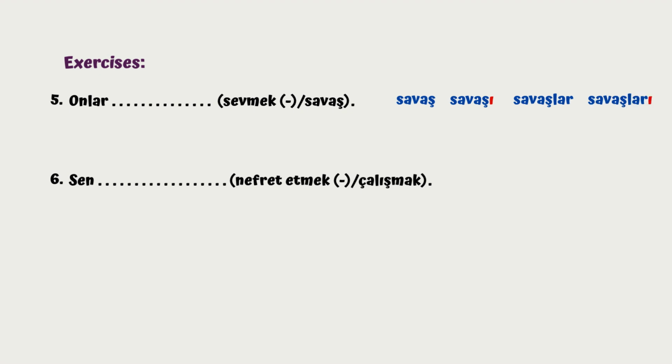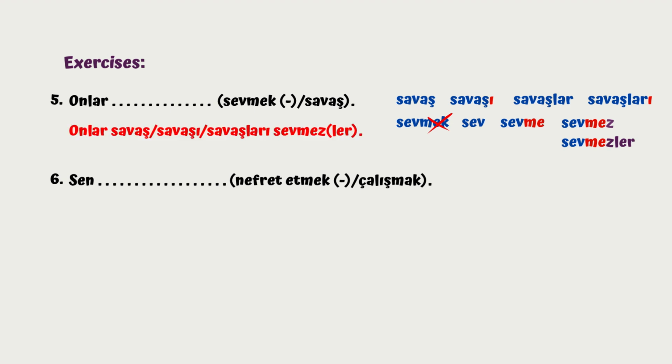Let's take a look at sevmek. So I will get rid of mek. I have sev. Now I'm going to attach negative form suffix, which is me or ma. Last and only vowel of sev is e, so I'm going to attach me, so it will become sevme. Now I'm going to attach personal pronoun suffix for onlar. So we have two options. One of them is only z. The other one is zler. So it can be sevmez or sevmezler. So the whole sentence is going to be onlar savaş sevmez or sevmezler. Or onlar savaşı sevmez or sevmezler. Or onlar savaşları sevmez or sevmezler.